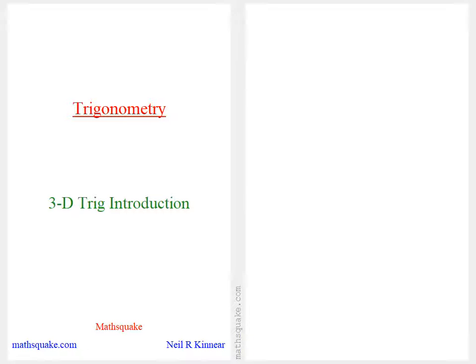Trigonometry, three-dimensional trigonometry, introduction. Lines and planes in three-dimensional trigonometry. Now, for 3D trigonometry, we assume that all lines are straight and all planes are flat surfaces, although they don't have to be horizontal. Planes can be sloping.